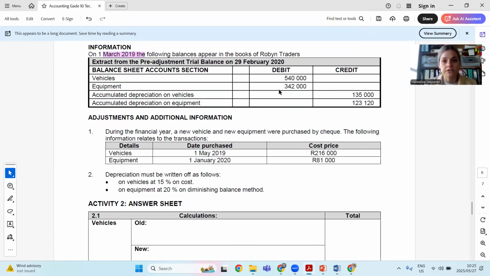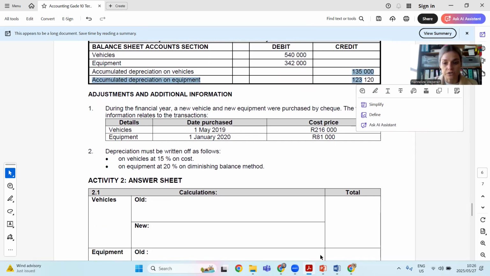So you had some vehicles, you had some equipment. Then you also had accumulated depreciation on both those assets. So this means that you owned these assets prior to the current financial year. Okay, so because it says on the 1st of March, it means that this is what you started with in the current year. And because you already have an opening balance for accumulated depreciation, it means that you have now already written off some depreciation in the previous financial years.